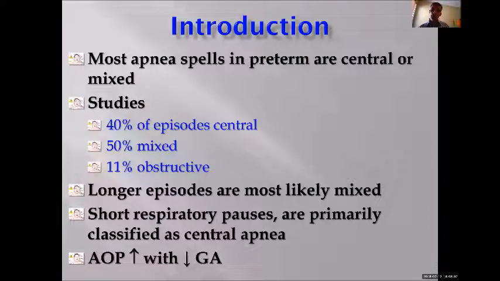Most apneas in preterm babies are central or mixed. And the percentages of the different types of apnea are 40% central, 50% mixed, and only 10% obstructive. The longer the apnea, the more likely it is mixed. Shorter pauses or periodicity are usually central. Apnea of prematurity increases with decreased gestational age.